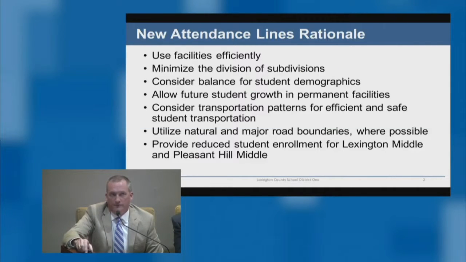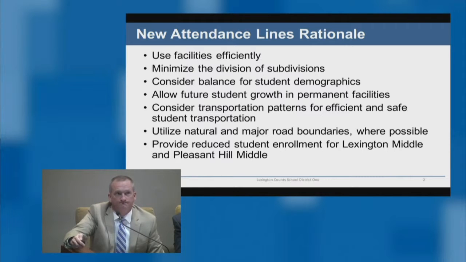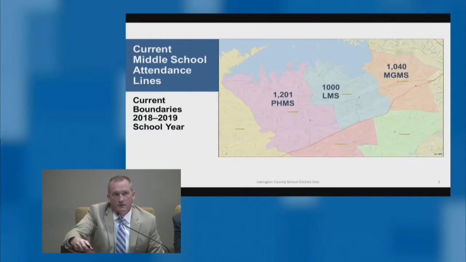As you recall, from previous presentations, we use a number of different rationale when we try to develop attendance lines for new facilities. I've listed those here, but one of the main things we're trying to do is make efficient use of our campuses and allow for student growth and permanent facilities where we can. And of course, in this rezoning, we're looking at providing reduced enrollment at Lexington Middle School and Pleasant Hill Middle School.